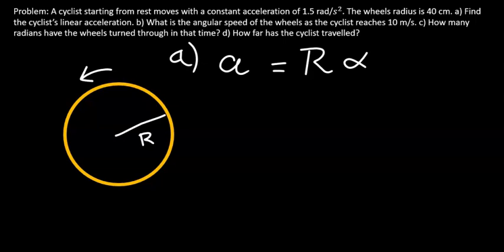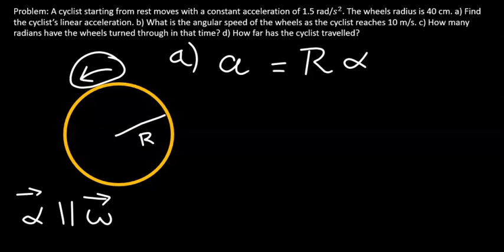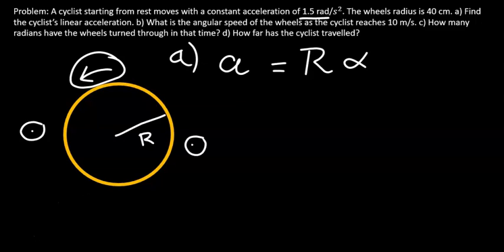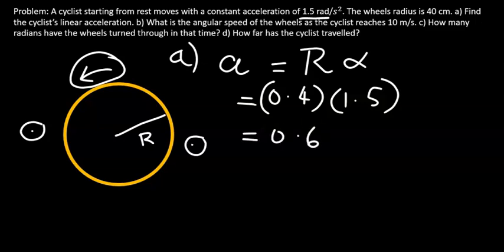If the wheel is turning faster and faster, then the direction of this angular acceleration vector is the same as the direction of the angular velocity vector. In this case, the direction of the angular velocity vector, because of the direction of that rotation, is coming out of the board. So the direction of alpha here must also be coming out of the board, because it's a positive 1.5, so the wheel is turning faster and faster. So let's proceed to calculate a. Now we know the radius is 40 cm, so let's convert that to meter, 0.4 meter, and alpha is 1.5 radian per second squared, and you get 0.6 meter per second squared. So that is the answer for part A.